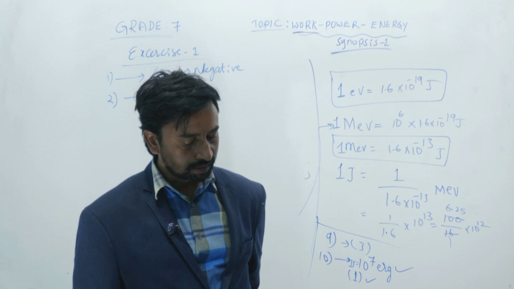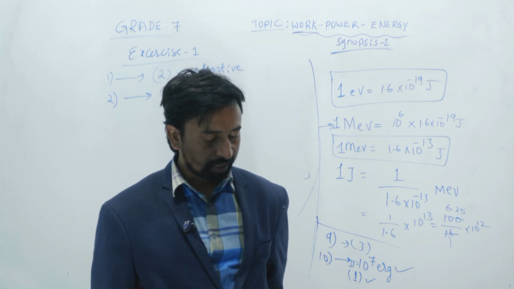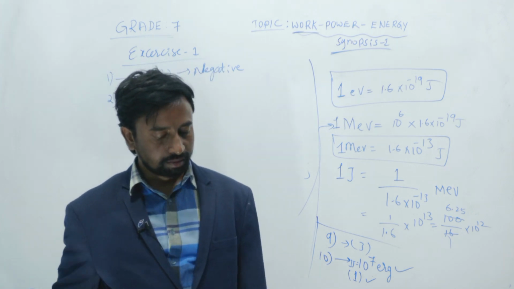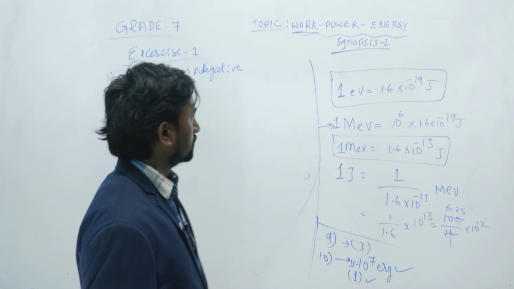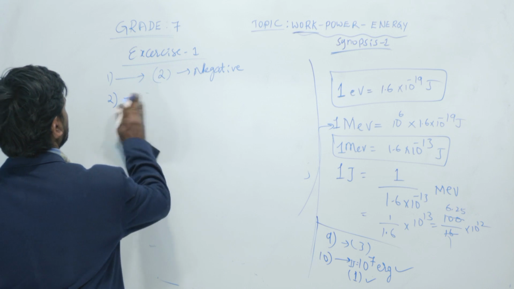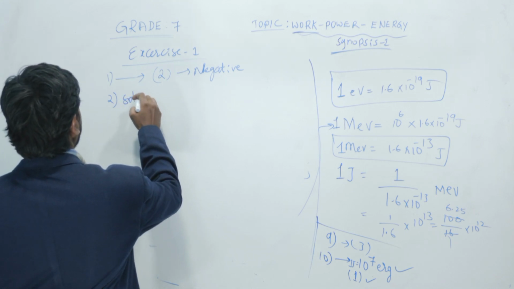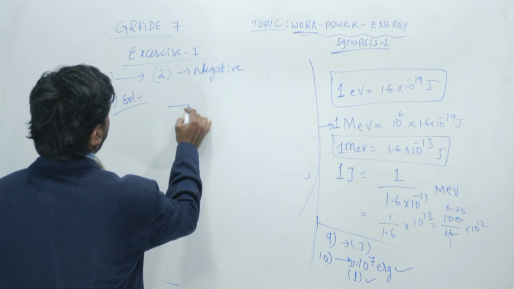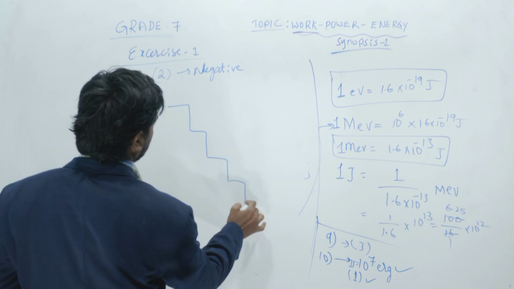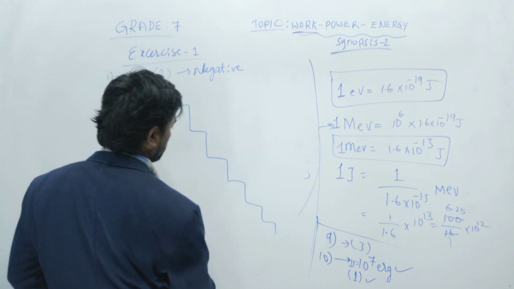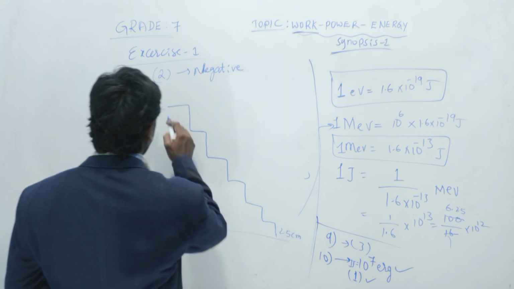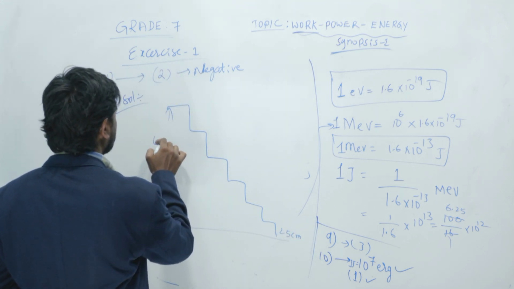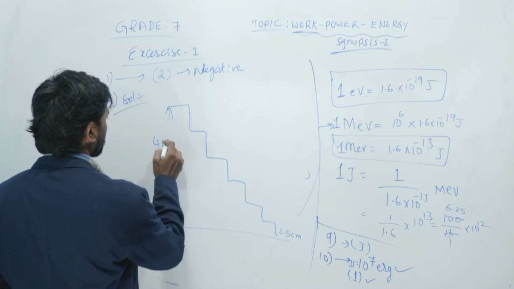Just 40 steps, and each step has 25 centimeter height. How much will the total height be? 40 into 25. Solution for the second one: there are 40 staircases like this, and each one has 25 centimeters. There are 40 steps.